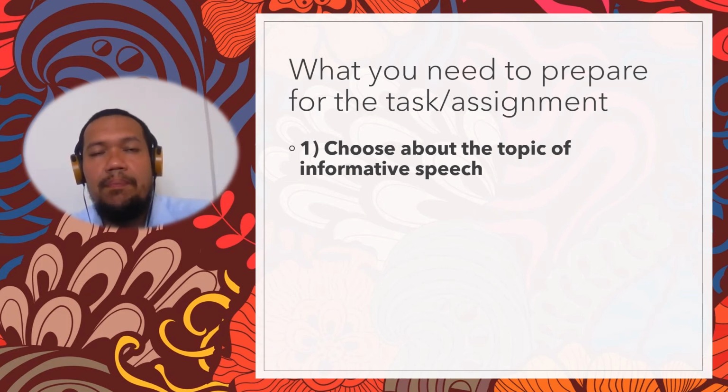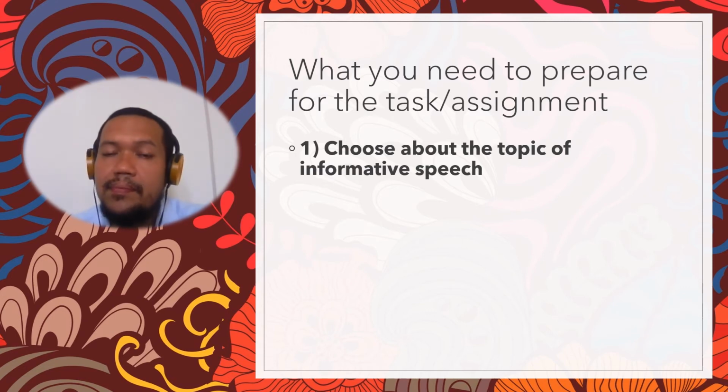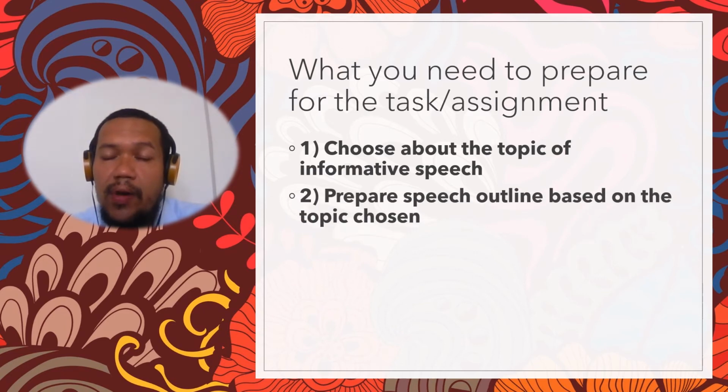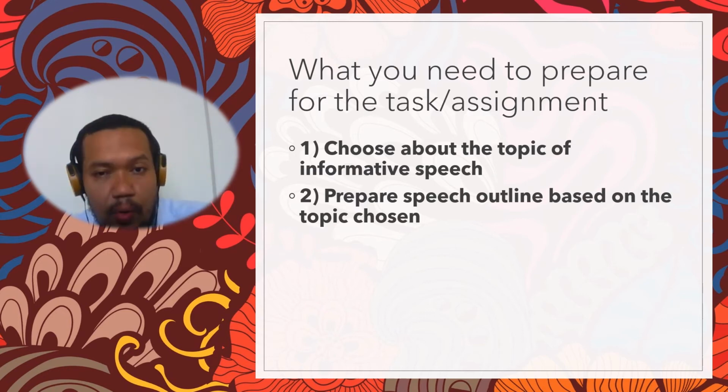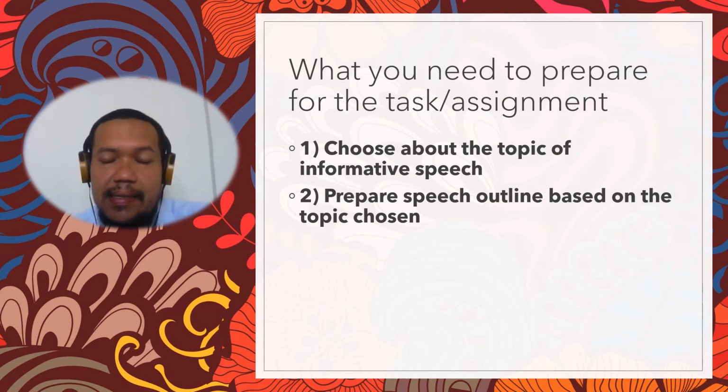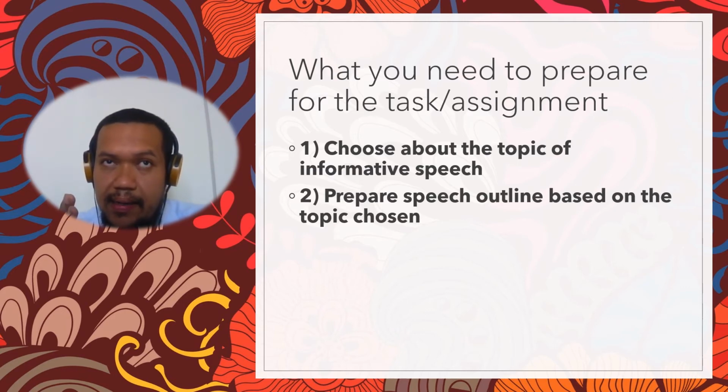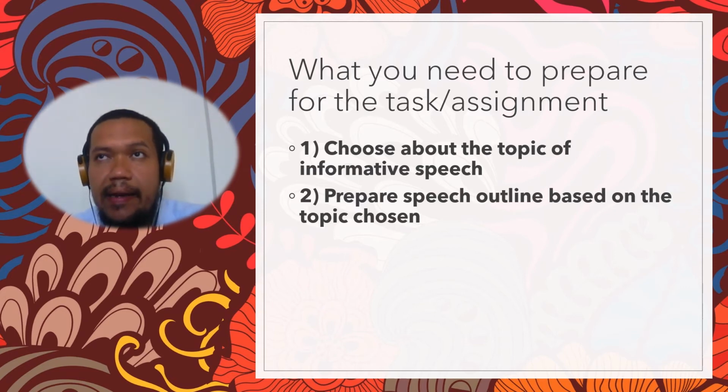If you're not sure, please WhatsApp me and ask whether this topic is informative enough. Once you are satisfied with your topic, and I am also okay with that, it's time for you to prepare the speech outline based on the topic chosen. Make sure it has 3 main points, and each main point can generate 3 sub-points, so that you have a lot of ideas to put in your speech text.